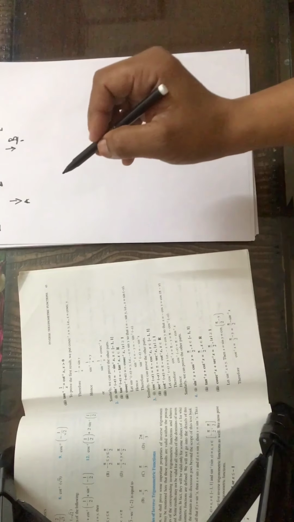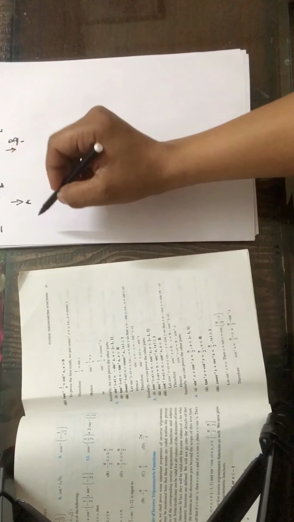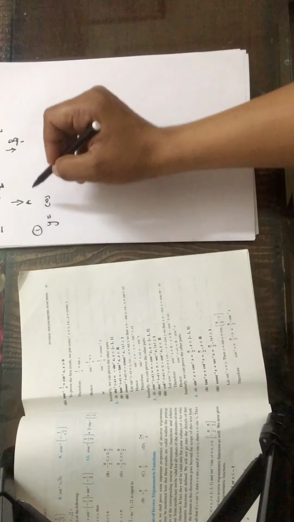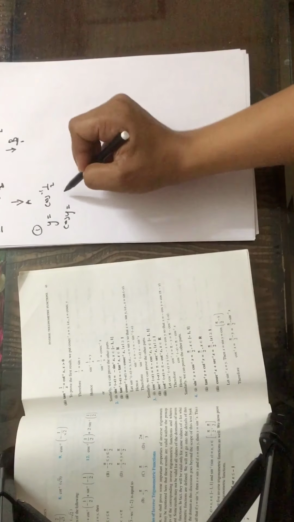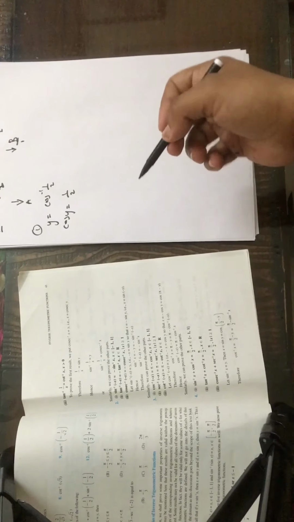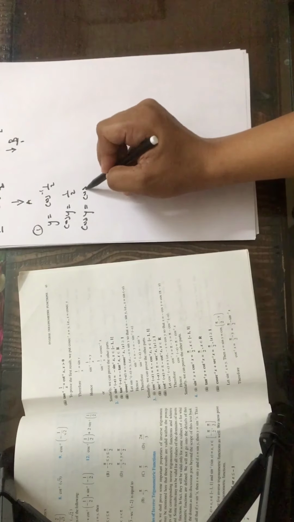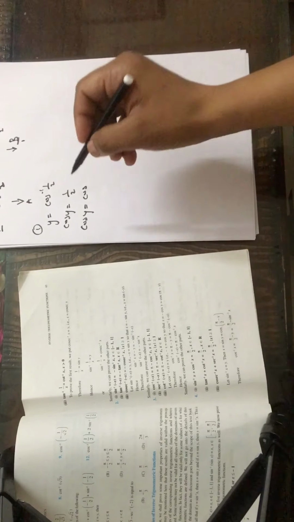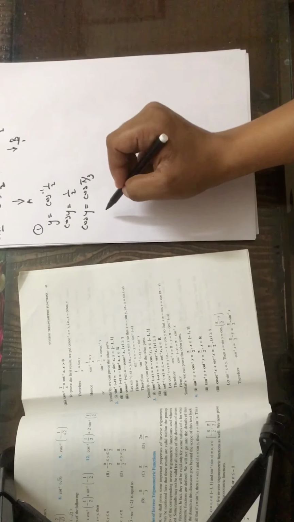Let us solve separately. The first part we are solving: y equals cos inverse 1 by 2, so cos y equals half. Since sin 30 is half, cos 60 has to be half. So cos y equals cos pi by 3, cos 60.